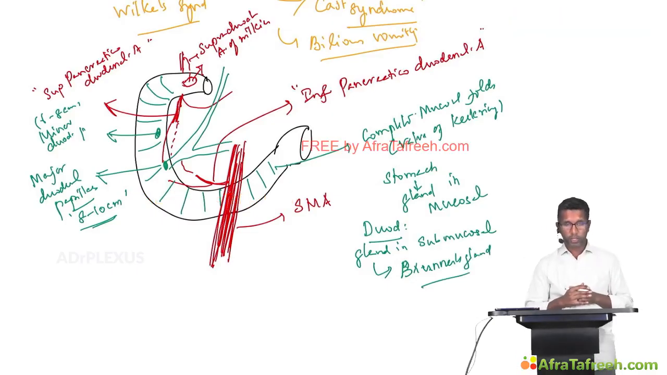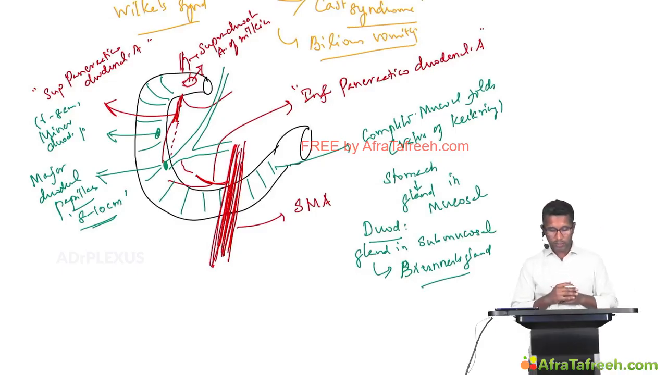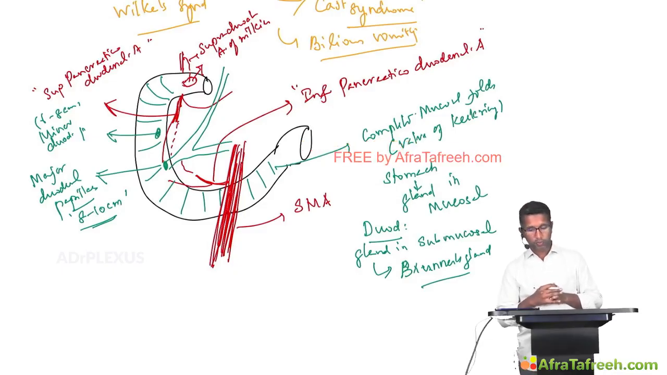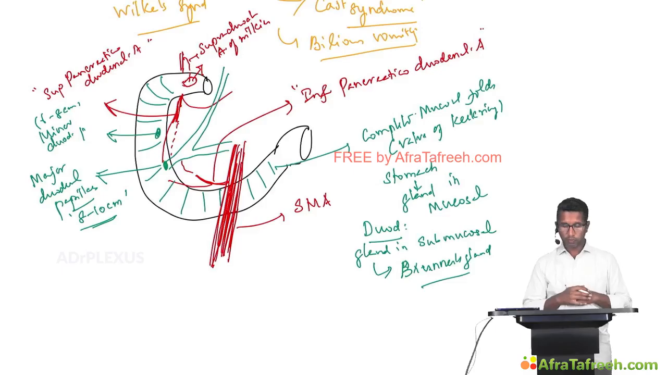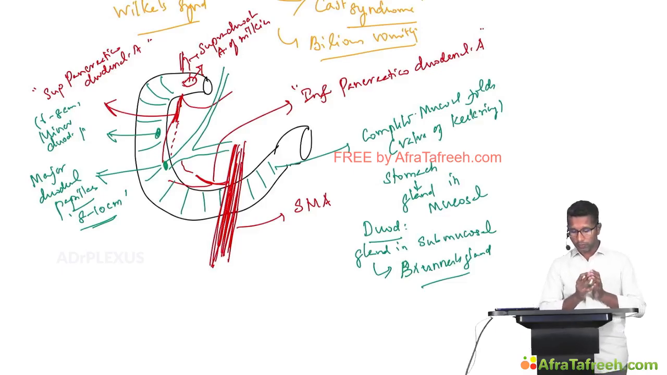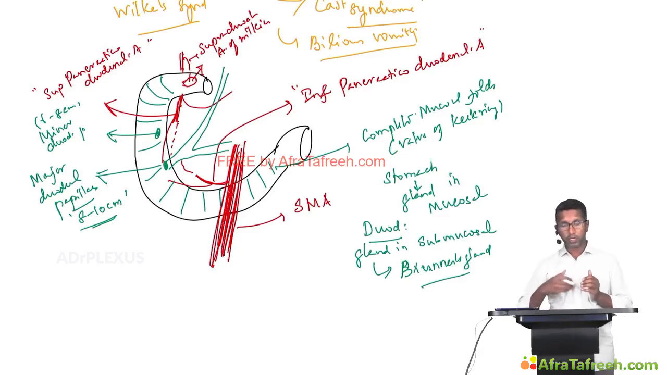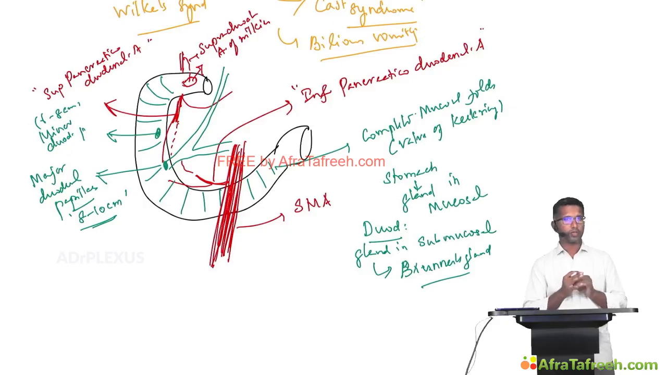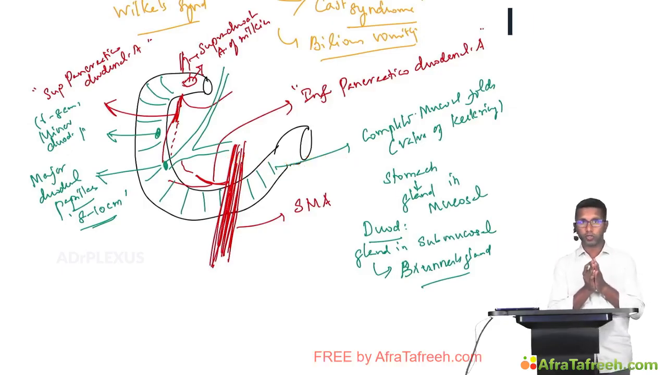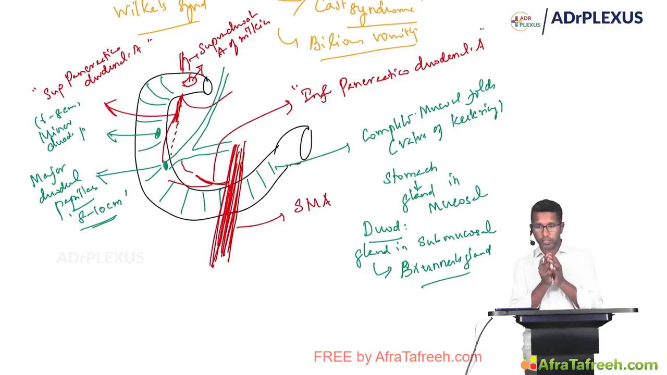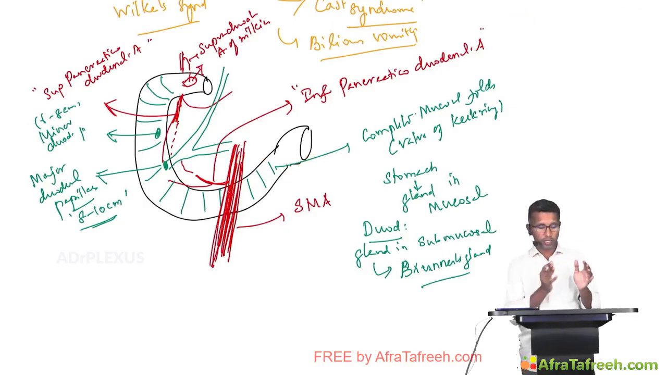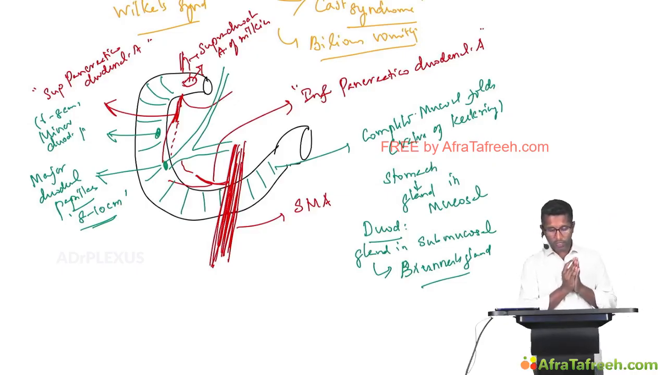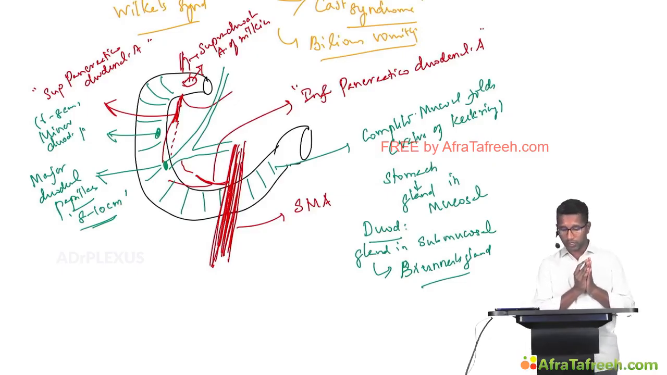So whenever you see the duodenum, these are all the important things related to it. The submucosal glands seen in the duodenum are called Brunner's glands. The mucosal folds are permanent mucosal folds, called the valves of Kerckring. You have similar mucosal folds in the stomach also, but those are not permanent folds. When the stomach dilates, the mucosal folds disappear, but in the duodenum, when it dilates, the mucosal folds don't disappear, they stay there.